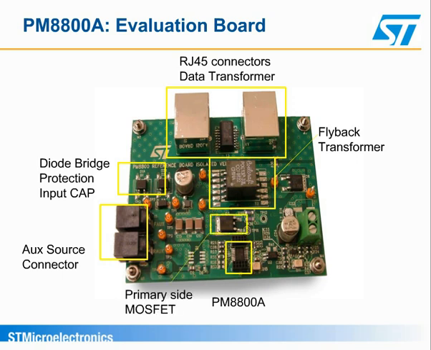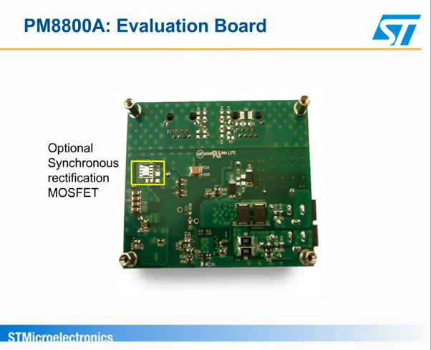Just below the transformer, there is the primary side MOSFET. On the right of the PM8800A, there is the optocoupler surrounded by the compensation network. Last is the rectification diode. The same board can be populated to support synchronous rectification. This can be done by mounting the MOSFET on the back of the board.